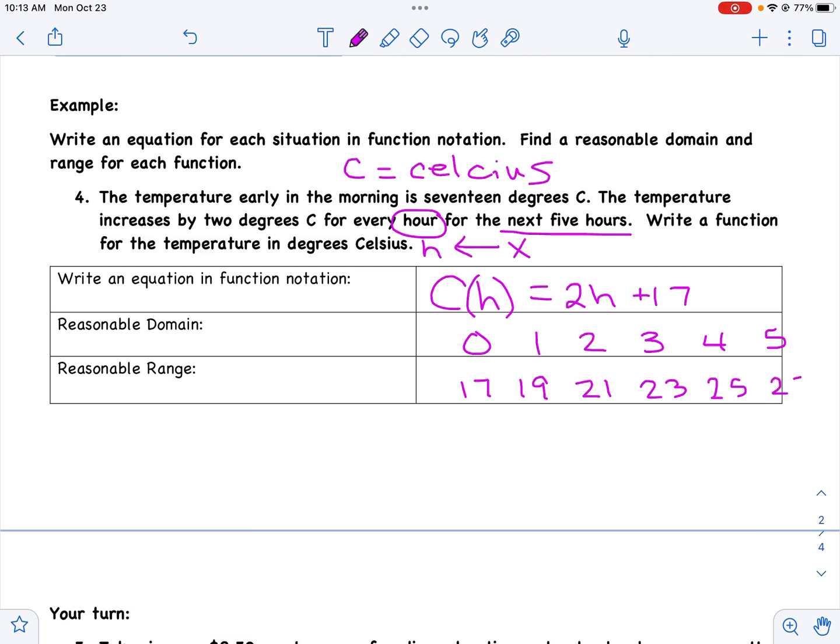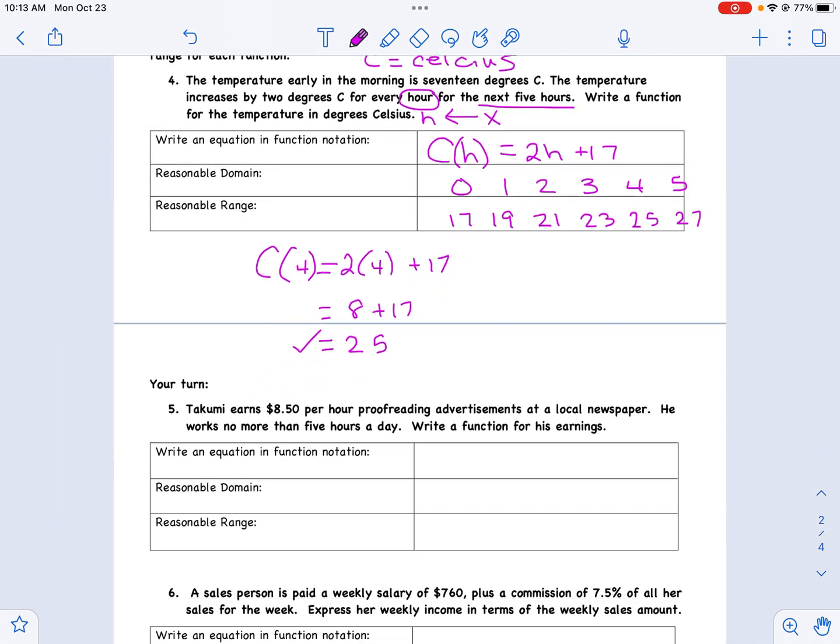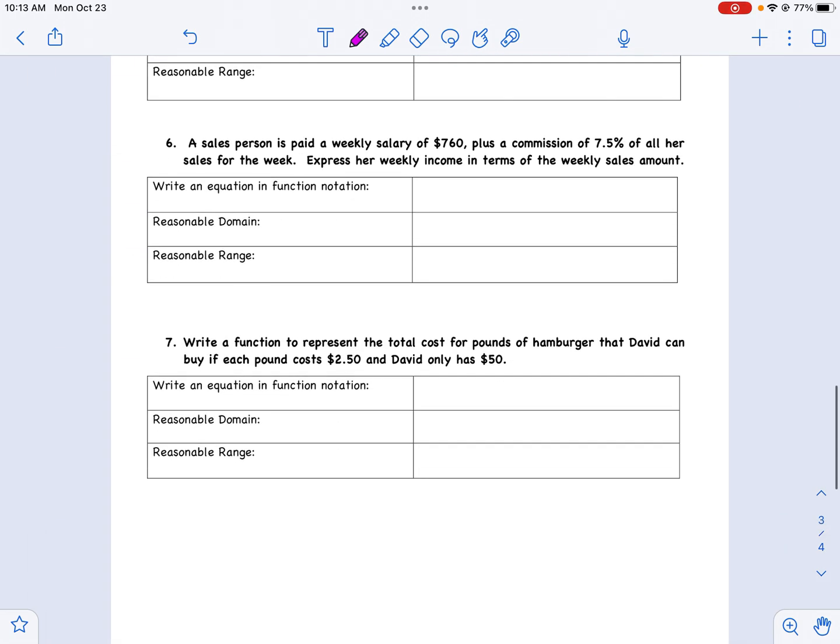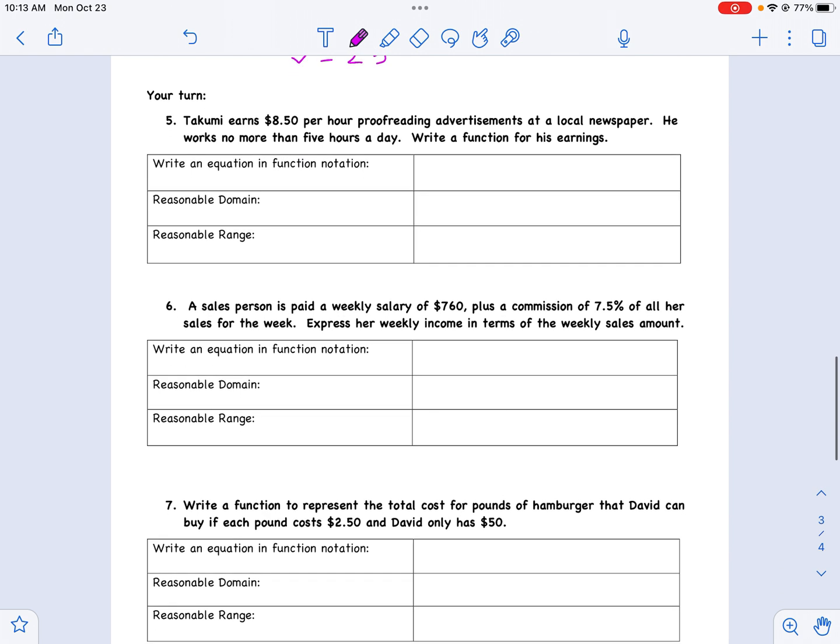So let's say I choose 4. If I put in 2 times 4 plus 17 for Celsius at 4 hours, we're going to get an answer of 8 plus 17, which would then equal 25. So it checks. So here's my list of possible domain answers, my list of possible range answers, and I have proven to you that the equation that I wrote is perfect. So you're going to do the same thing when we look at 5, 6, and 7 in terms of trying to come up with what you see happening in each of those situations.